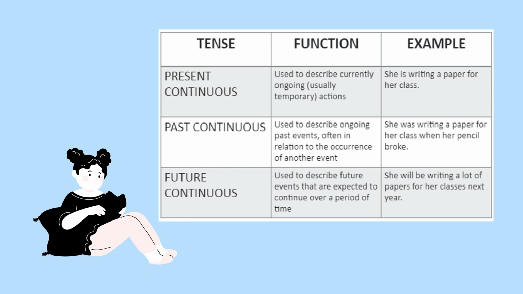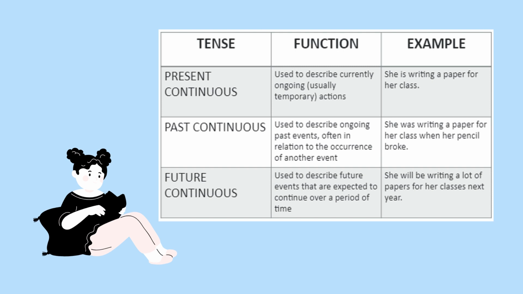And finally, the future continuous tense. It is used to describe future events that are expected to continue over a period of time. Here, we use will be with the verb in the sentence. Look at the example. She will be writing a lot of papers for her classes next year.